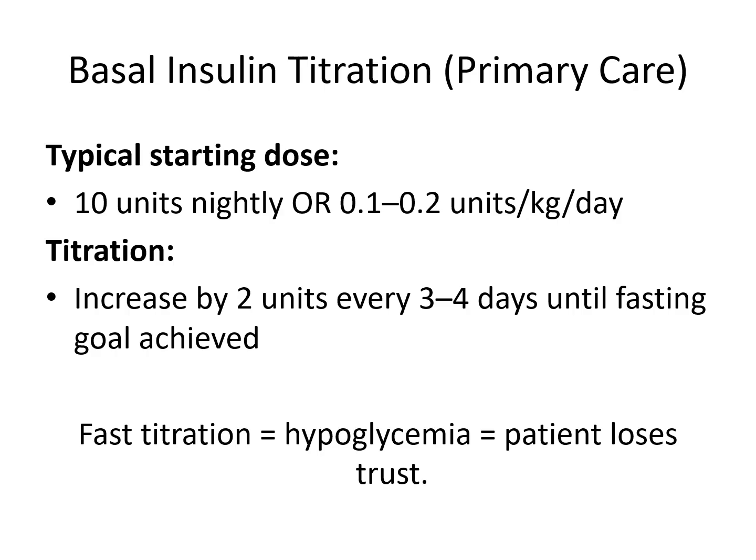And early hypoglycemia has consequences beyond physiology. It erodes the patient's confidence and trust in taking their insulin therapy. Patients who experience early hypoglycemia often become very fearful and resistant to future dose adjustments. So slow, steady titration builds safety and trust. Fast titration builds hypoglycemia and patient anxiety.